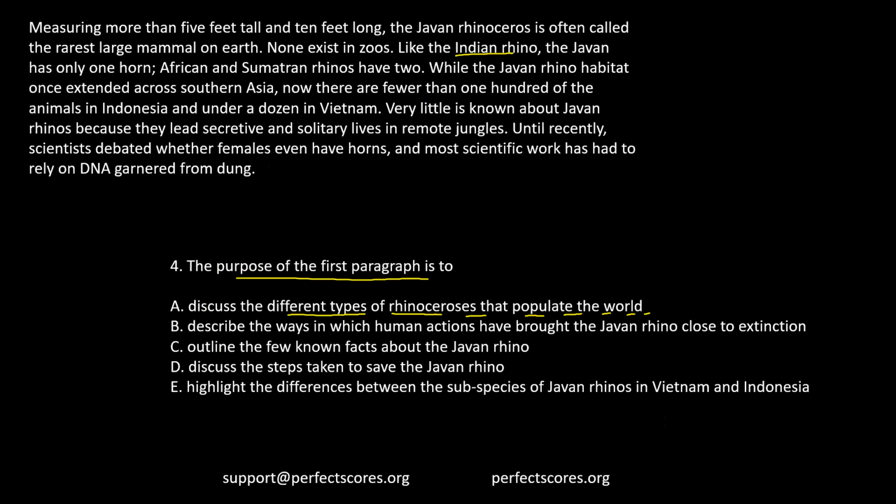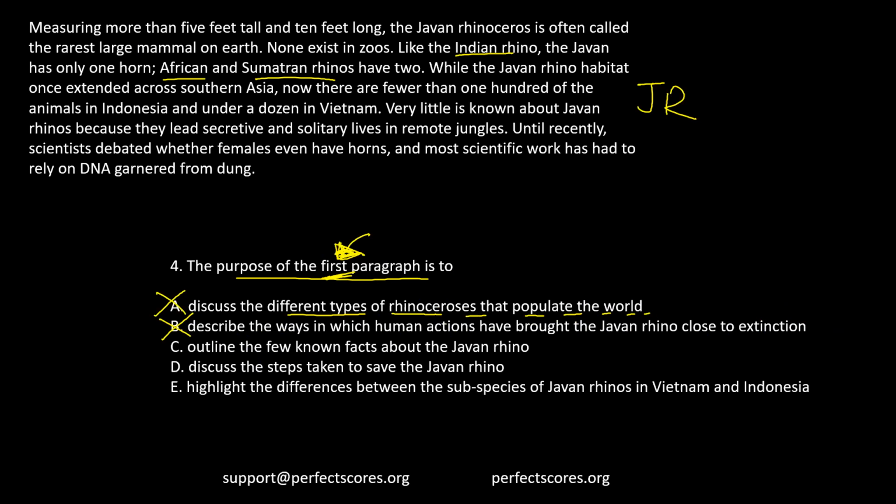No. Although the Indian rhino and African and Sumatran are mentioned, that's not the purpose. The purpose is still about the Javan rhinos. So A is gone. B, describe the ways in which human actions have brought the JR into extinction. That was in the second paragraph, right? Yes. And if you are in a hurry in the test and don't read this first, you might choose B as the answer. So B is gone. It would be the answer to the second paragraph.